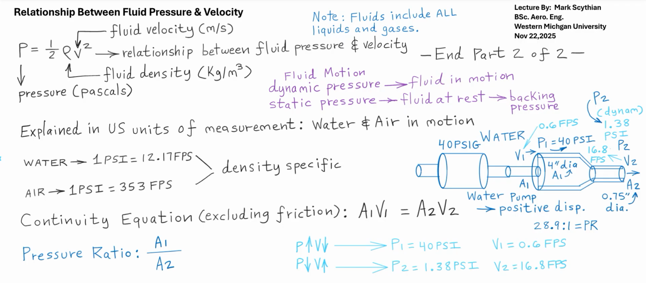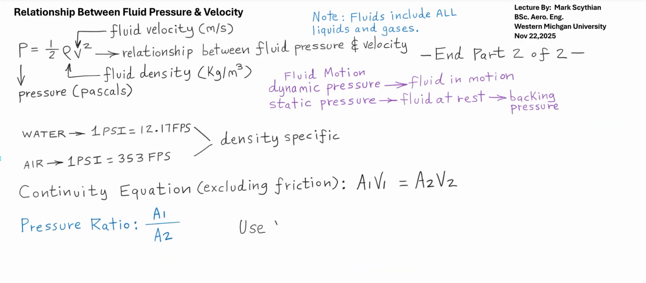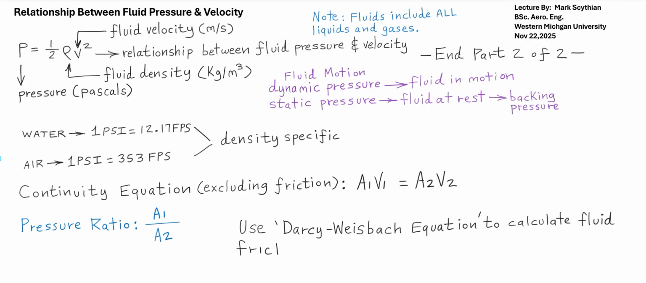So this ends part 2 of 2, and I will end this lecture with a few notes here. If you're also needing to calculate the friction losses of water through a pipe, you can use the Darcy-Weisbach equation. In this case, fluid as in water, friction losses through pipes only.